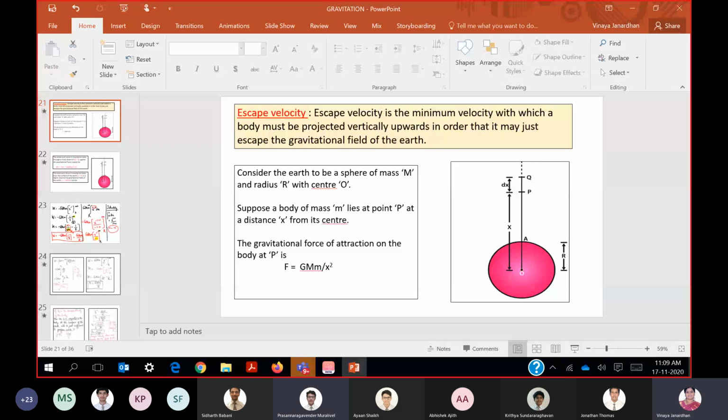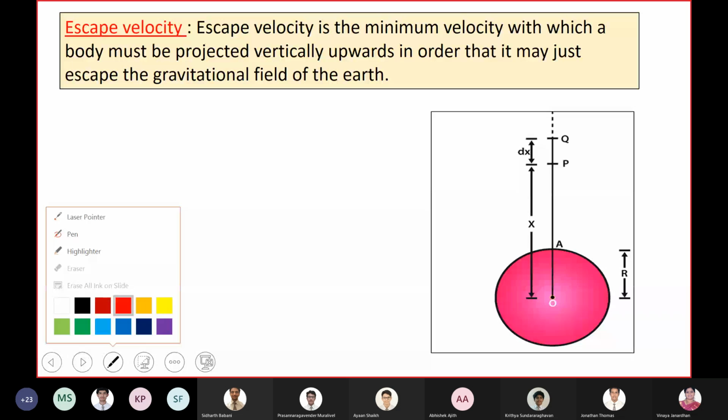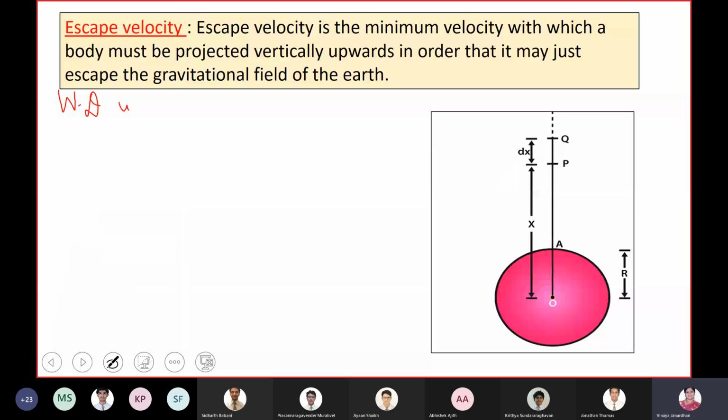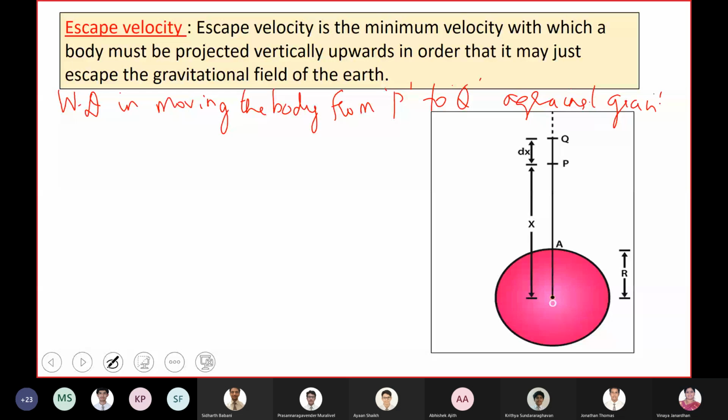Boys, what will be the work done in moving the body from point P to point Q against gravity? It is a very small work you do, dW. So that must be equal to what? Work is force into displacement, F into dx. Is that clear, boys? Is this part clear? Yes, ma'am.